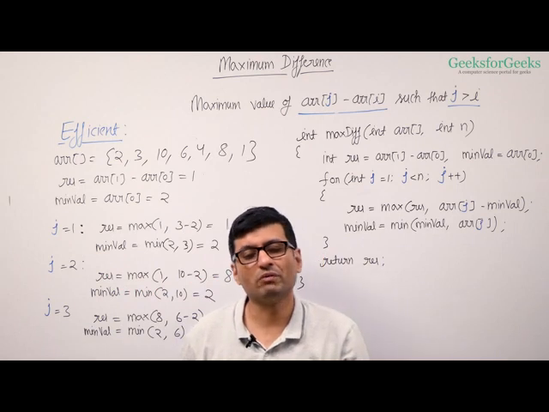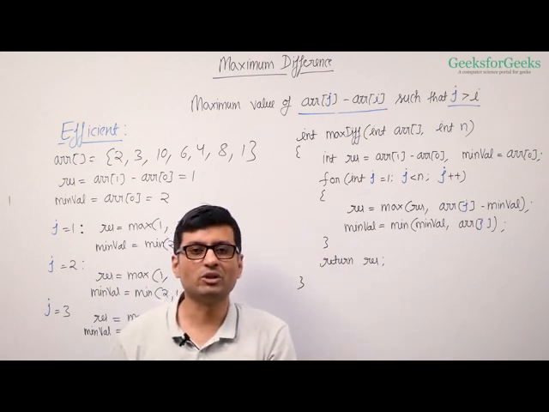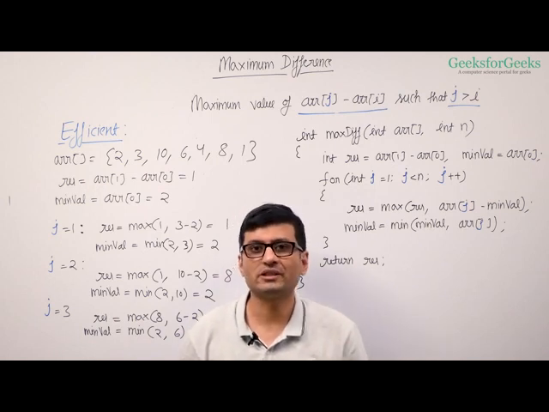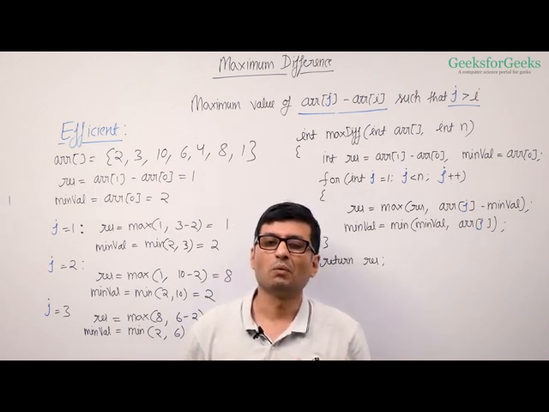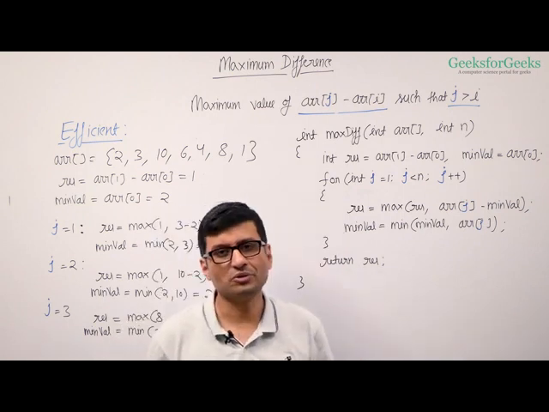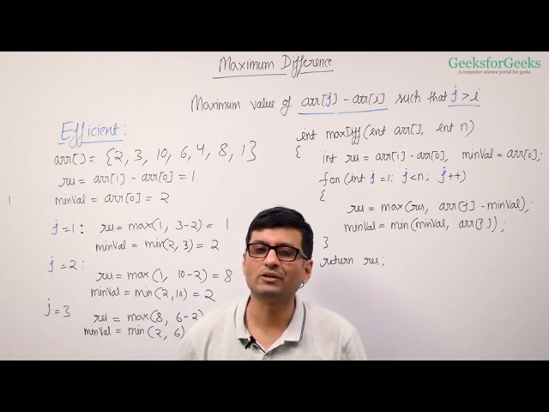So basically what we have done is, we have kept track of the minimum element that we have seen from the left side, and we are considering every element as array j. What is the time complexity of the solution? It's clearly a theta n solution, and it requires theta 1 auxiliary space.